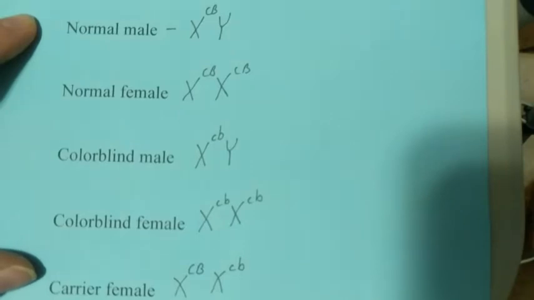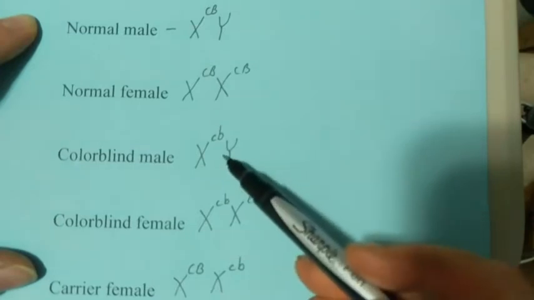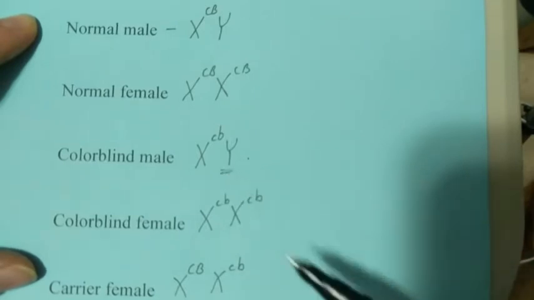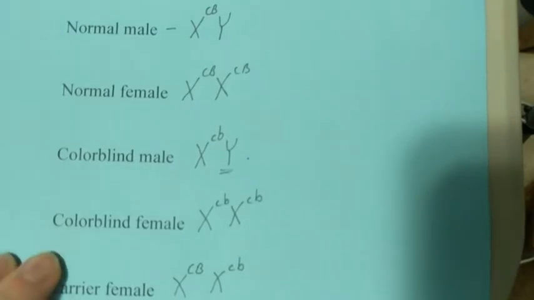Now, a lot of students want to try to put that CB on the Y chromosome too. Y chromosomes do not have that gene. That is why males are more susceptible to recessive sex-linked traits. Because if they get a recessive copy, they don't even have a chance of getting a second copy for that gene that might be dominant because the Y chromosome doesn't have that gene. Okay. Now, we're going to stay with color blindness.